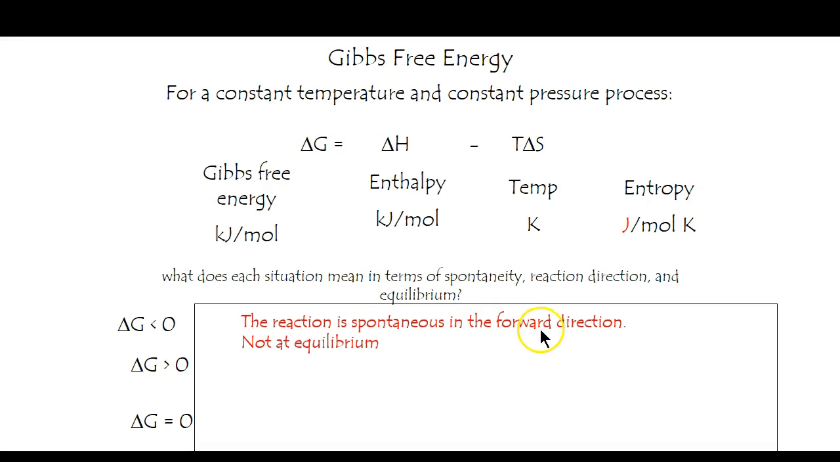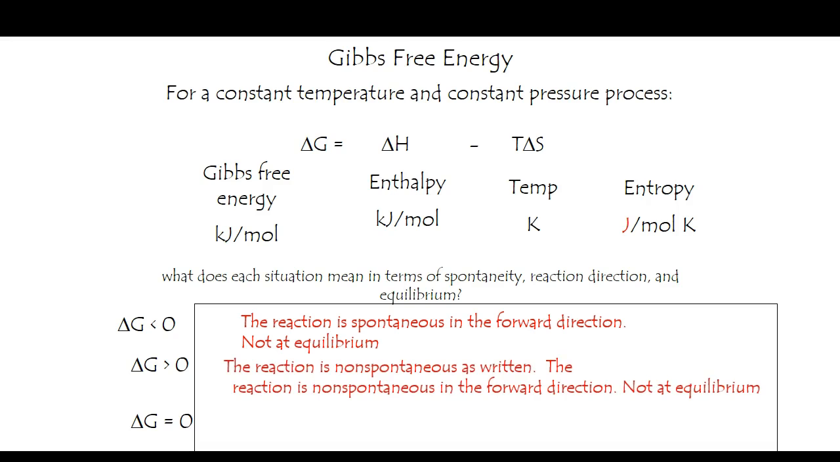Now, see how they say the forward direction? I had to change these slides because they kept bouncing around in terms of directions, but as you might predict, anything that is spontaneous in the forward direction will be non-spontaneous in the reverse. So hopefully that's obvious. And if it's greater than 0, it's non-spontaneous and not at equilibrium in the forward direction.